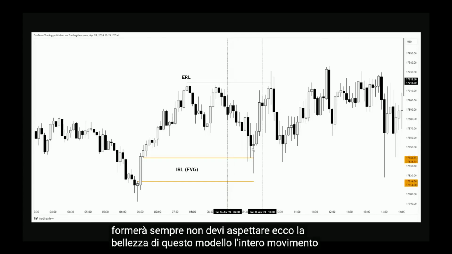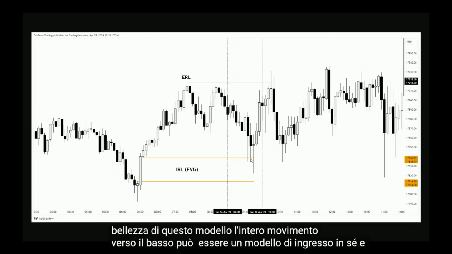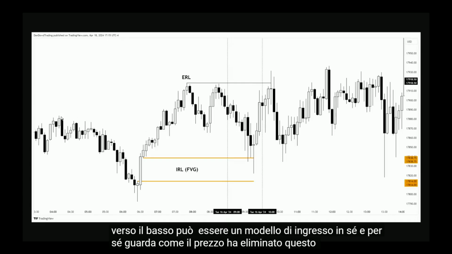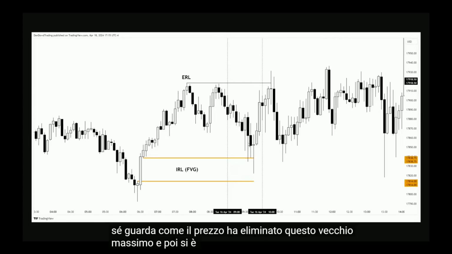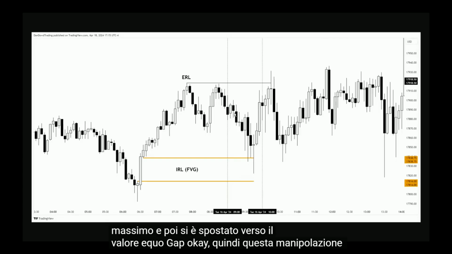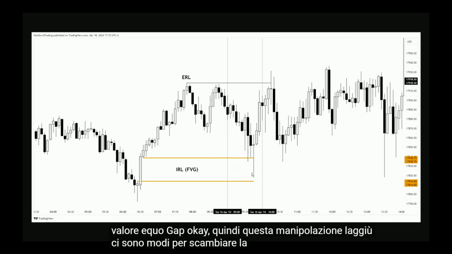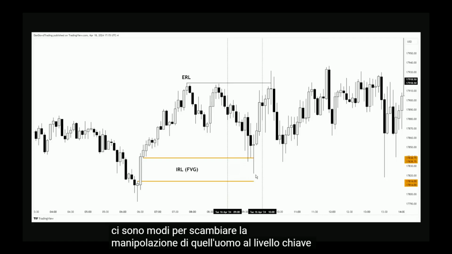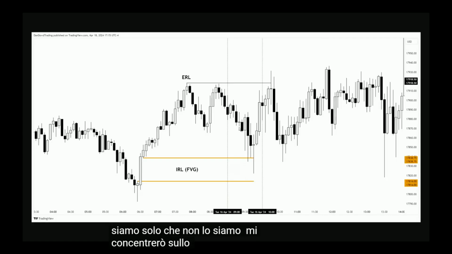This entire move down can be an entry model in and of itself. Look how price took out this old high and then displaced towards the fair value gap. So this manipulation down, there are ways to trade that manipulation into the key level. We're not going to be focusing on trading it down to the key level, catching the bottom, trading it up to the high, because that's unrealistic at first. It doesn't mean you'll never be able to get there in the future, but now we're just focusing on one entry model within this time period.